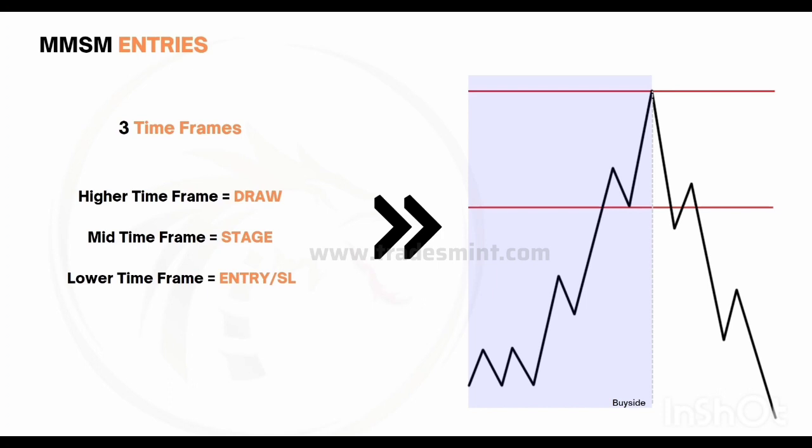The reason for this is because a higher time frame array will be stronger than a lower time frame array, right? The algorithm will reach for a higher time frame level over the lower time frame level. Again, traders are often too dialed in on a lower time frame and they forget the higher time frame draw or the higher time frame key levels.